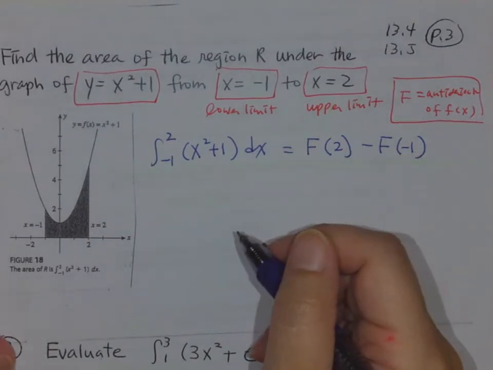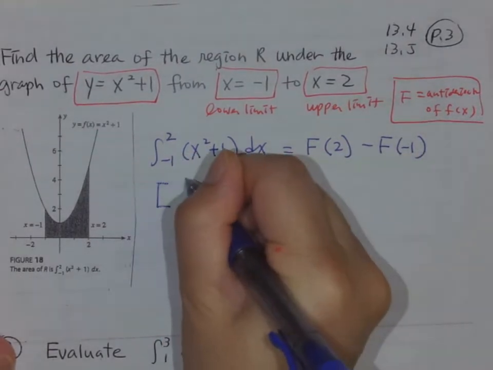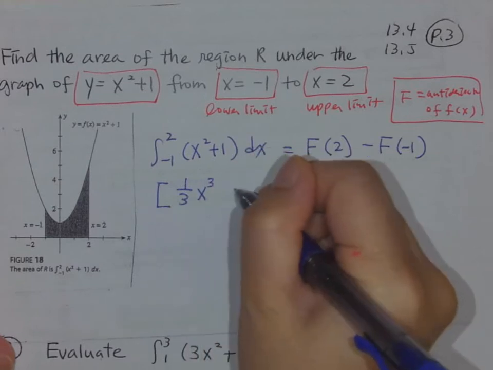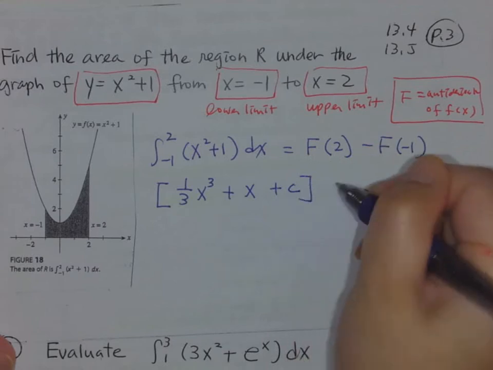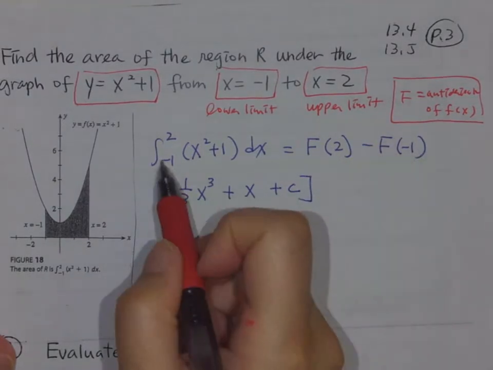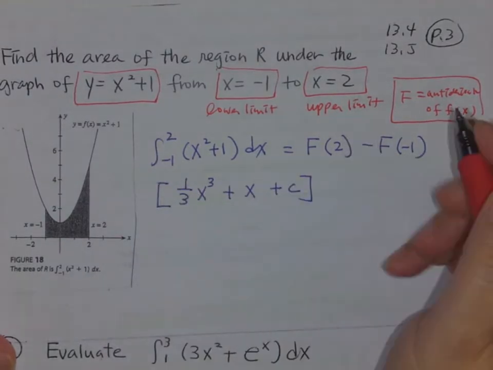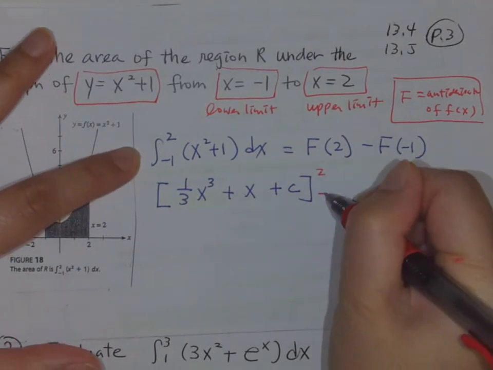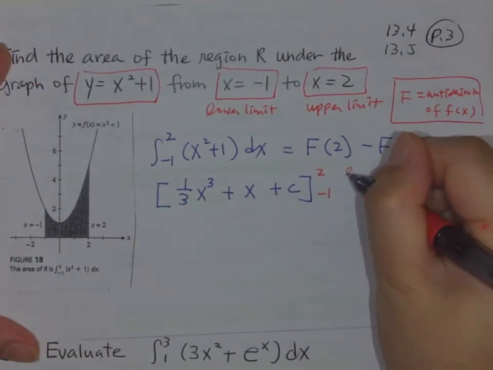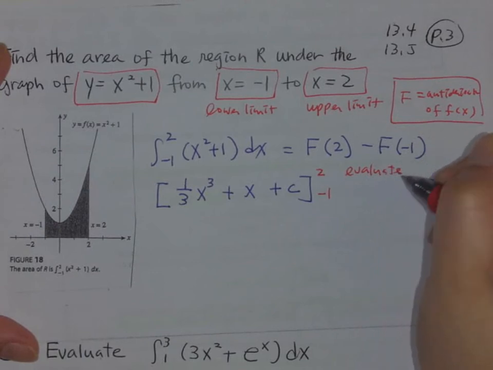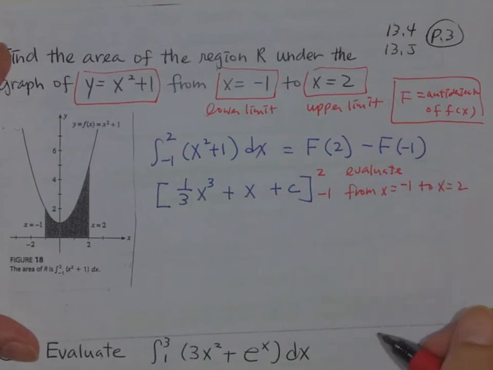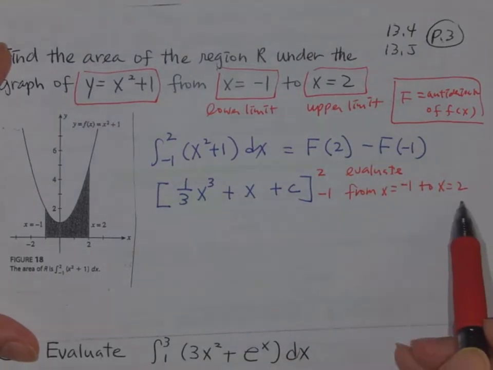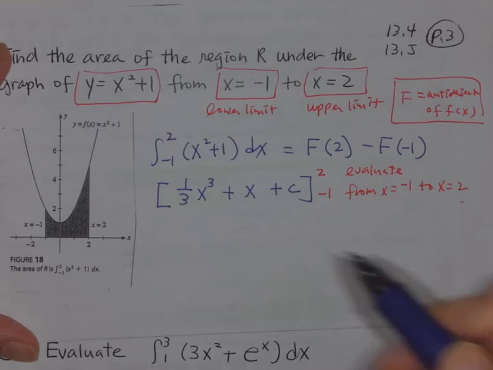So taking the antiderivative of this, it will be 1 over 3 x cubed, right? And then the 1 becomes x, and then I need to add a c, and I need to remind myself that once I'm done taking the integral, the integral sign is gone, okay? And then this is 2 and -1. So basically we are evaluating from x equals -1 to x equals 2, okay? So I need to plug in 2, subtract, plug in -1. So let's do it.